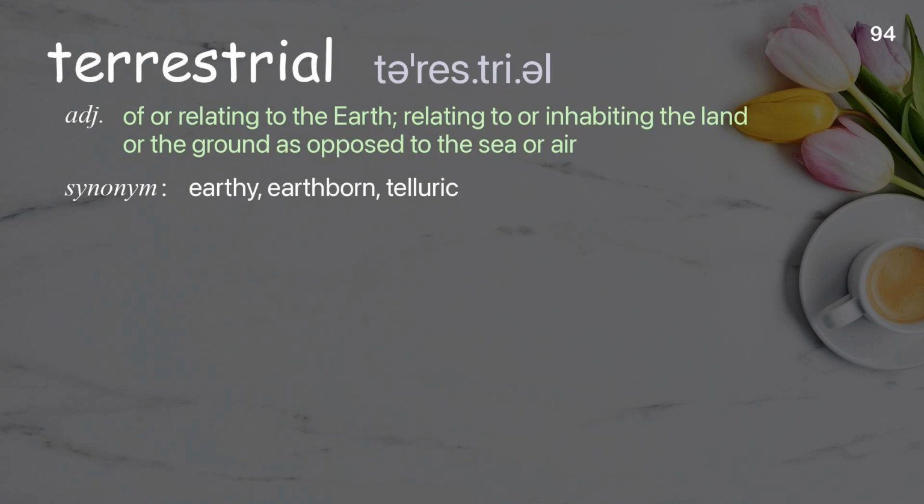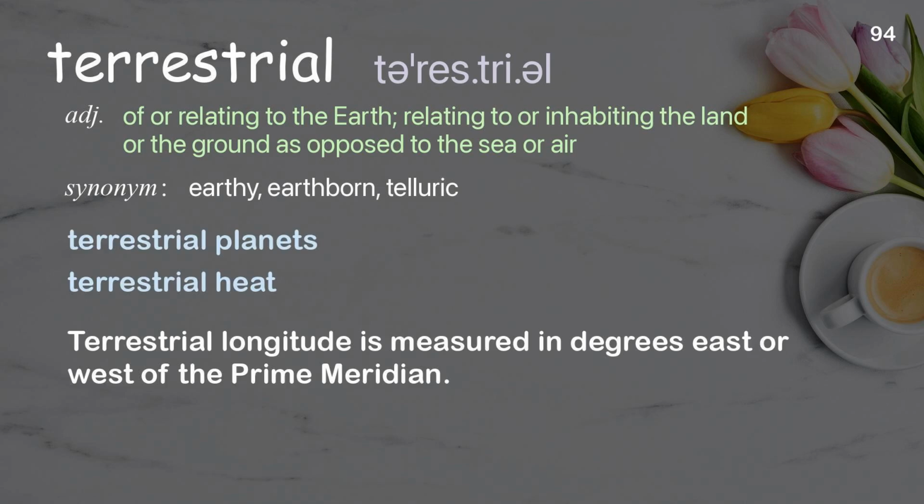Terrestrial. Of or relating to the earth, relating to or inhabiting the land or the ground as opposed to the sea or air. Examples. Terrestrial planets. Terrestrial heat. Terrestrial longitude is measured in degrees east or west of the prime meridian.